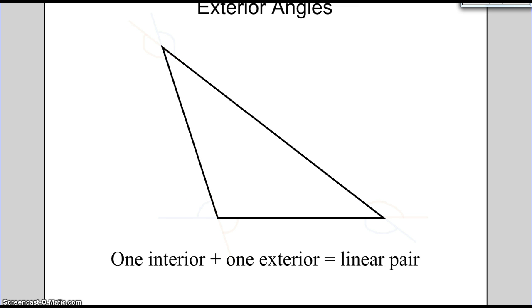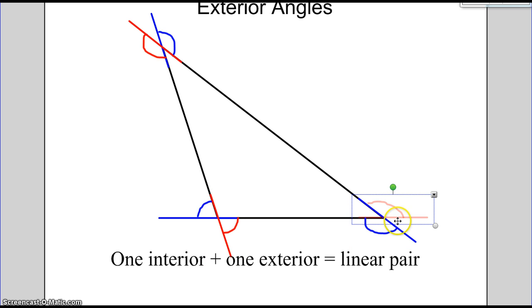Exterior angles are the angles formed when I extend this line out, that becomes my exterior angle, and when I extend this line out, that becomes my exterior angle. Same thing here. I extend this line out, I now have an exterior angle. I extend this line out, and I get that. And here's two more, because the interior plus the interior is a linear pair.